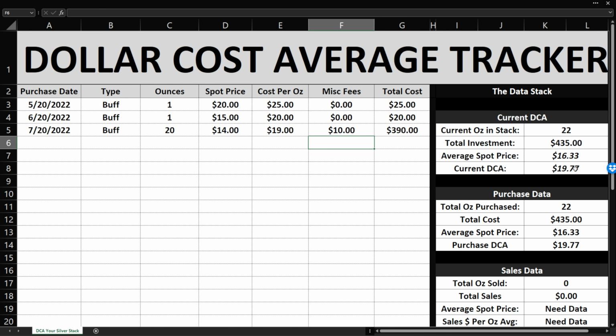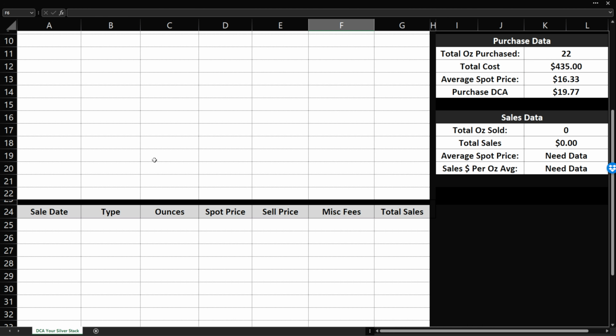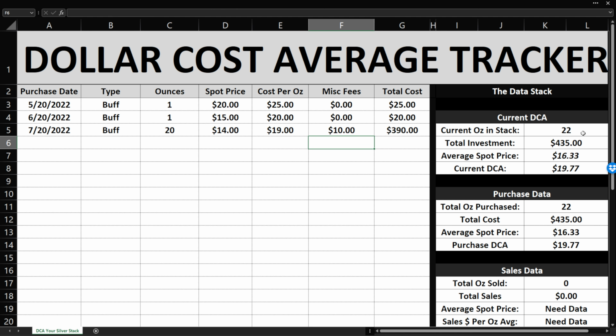So you can see we have a data stack on the right-hand side of the screen here. And this is where all the important data is going to congeal, if you will, after you add all your stuff in. So you can see our current DCA, according to what we've bought and what we've sold, which I'll get into in a second, we should have 22 ounces of silver in our stack for a total investment of $435.